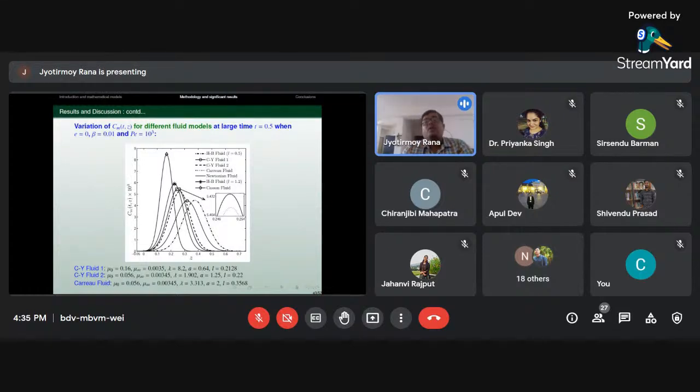But for Casson fluid, we can get more concentration profile in comparison to the other fluids. So this is the comparison model for concentration of the solute by considering different relevant fluid models in the blood flow.